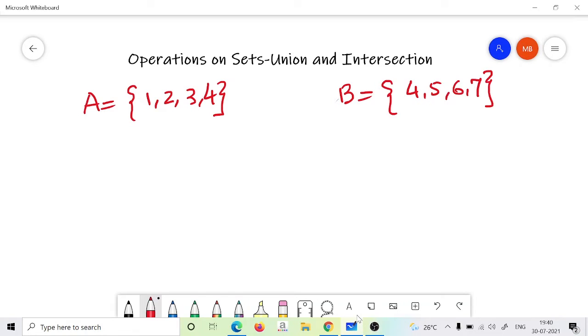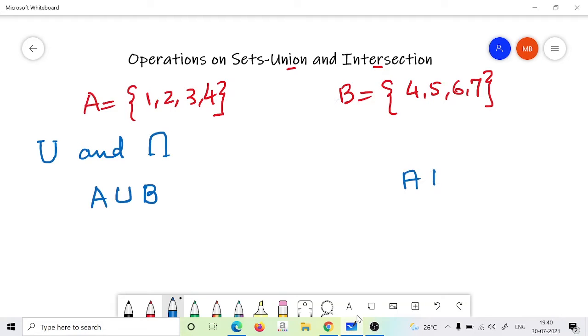Since we are trying to find out the union and intersection of these two sets, union is denoted by U and intersection by inverted U. So we write A union B as A U B, and A intersection B as A inverted U B. Here we are trying to learn about union and intersection of sets.